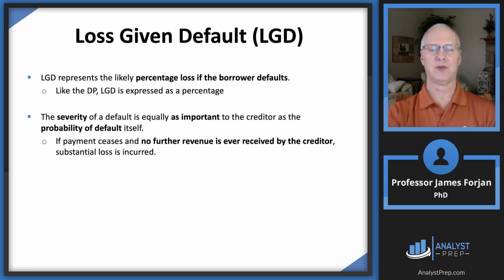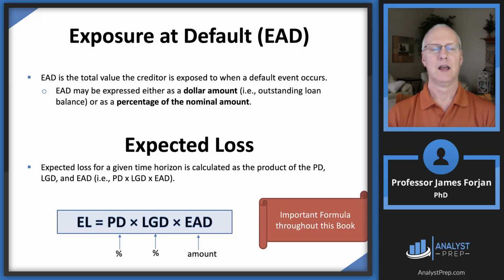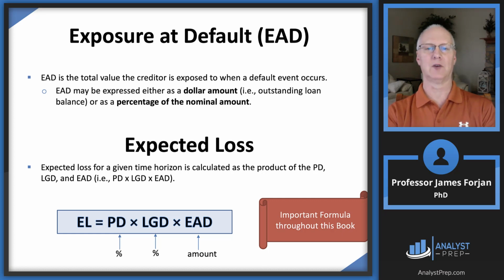But if you take 50% of 100, you get a number, and if you take 1% of 5 million, you get another number, right? And those two numbers are not very close together. So the severity of a default is equally as important, if not more important, especially in my example. And then the exposure at default is the value the creditor is exposed to when that default event occurs. And this is almost always, as I've seen it, given and expressed as a dollar amount, but it can be expressed as a percentage of that original amount.